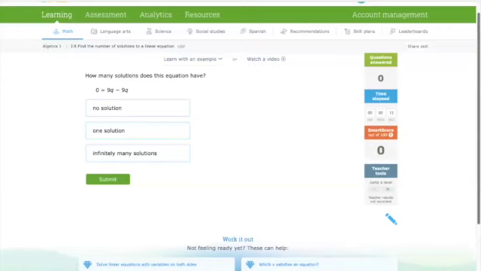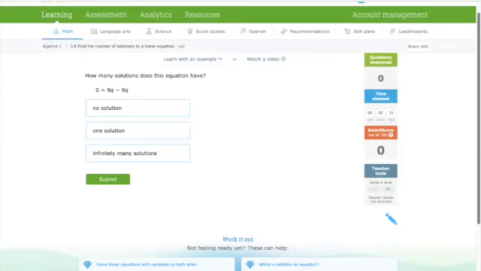Welcome back. Today we are working in Algebra 1. The topic is J.8, find the number of solutions to a linear equation. The code is KBP. So in this topic, we are going to be determining how many solutions an equation has.